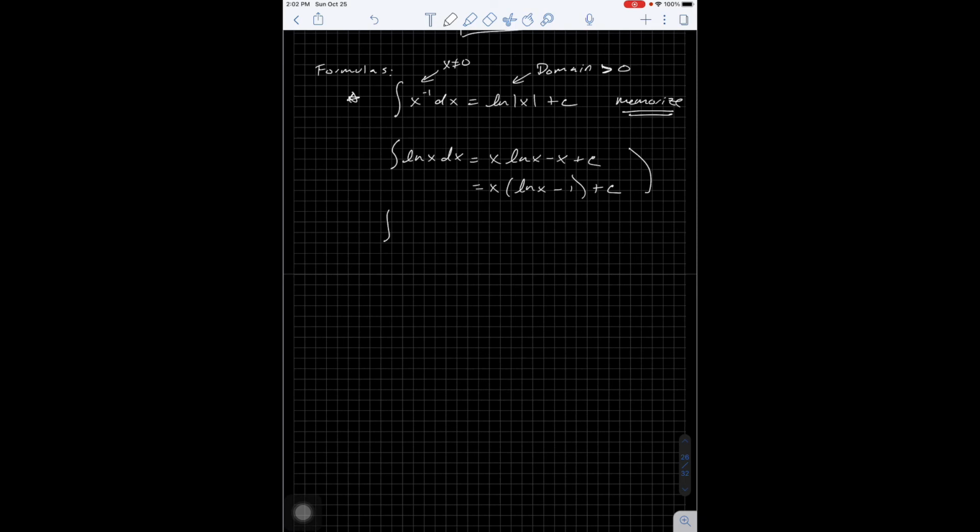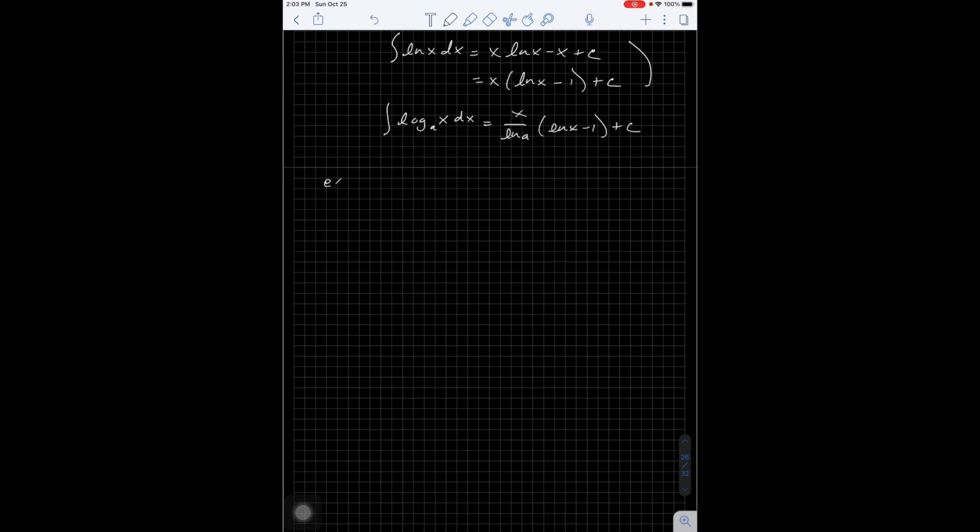Okay, also this one is not intuitive. A base other than e for logs is going to be x over ln a, times ln x minus 1, plus c. So these two formulas will be on a formula sheet. All you need to do is understand how to use them and also manipulate u substitution to fit into this form. Okay, so let's do an example of this.